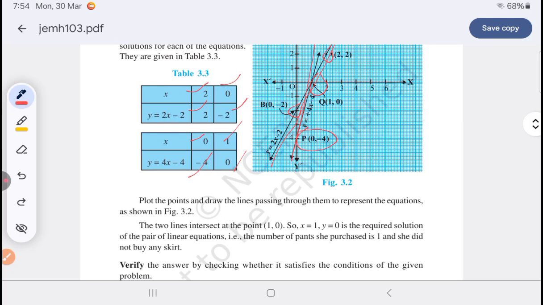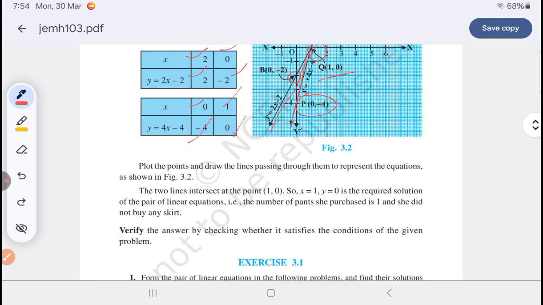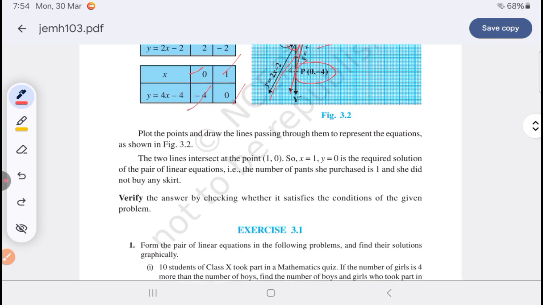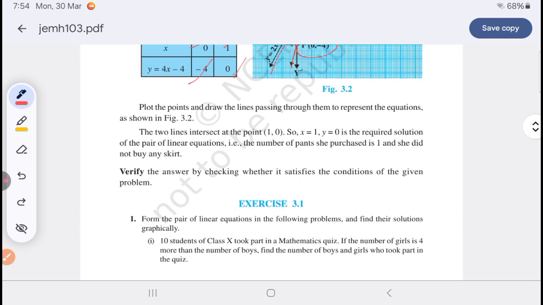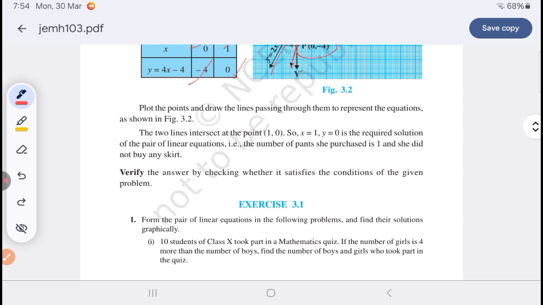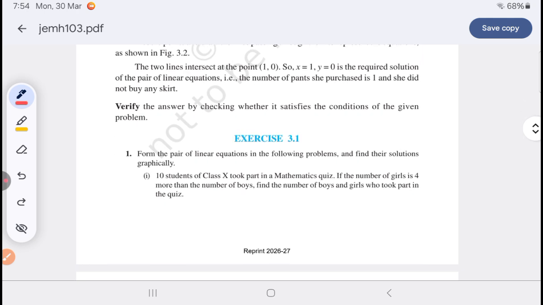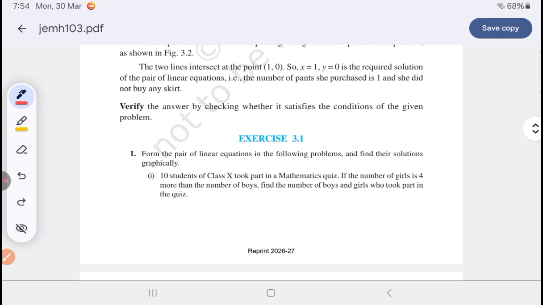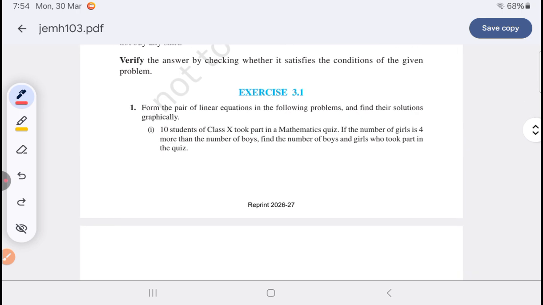So that will meet at (1, 0), this point. So that is a solution for this line in the equation. From this you can tell that she has purchased only pants, that is x equal to 1, and she did not buy any skirt, that is y equal to 0. So using the above information you can solve this exercise.